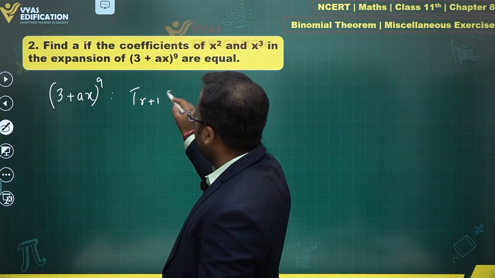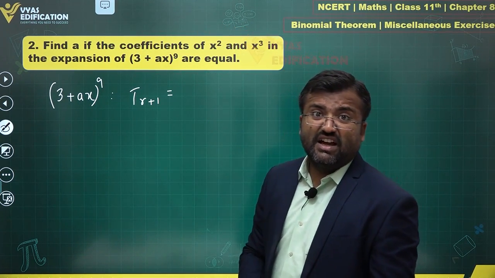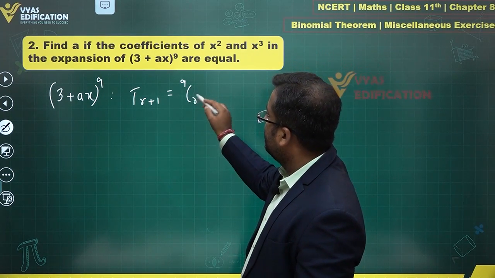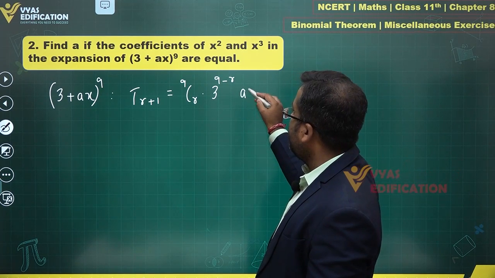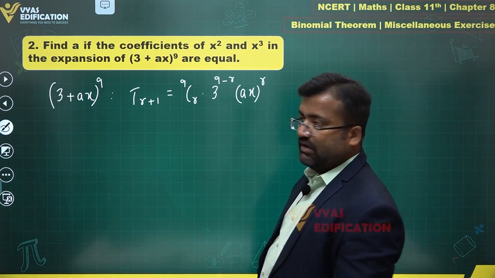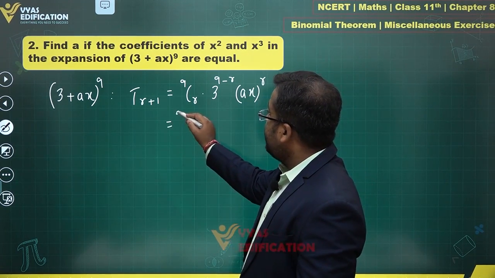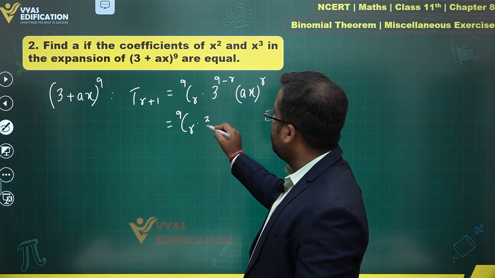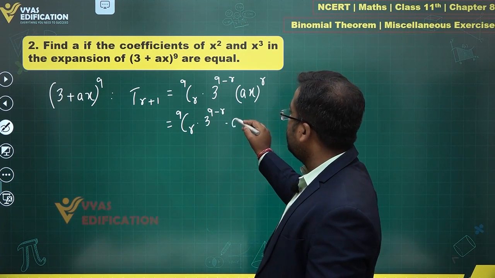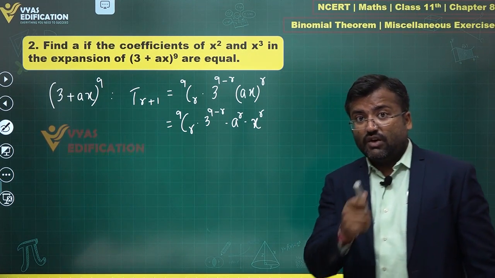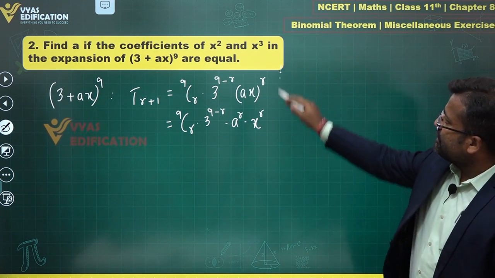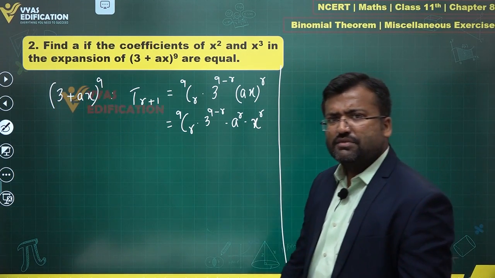General term is T r plus 1, which will be equal to 9Cr, 3 power 9 minus r, a x power r. This is 9Cr, which is okay. 3 power 9 minus r is also okay. This is a power r times x power r. Okay, now what are we interested in? We are interested in coefficient of x power 2 and coefficient of x power 3.